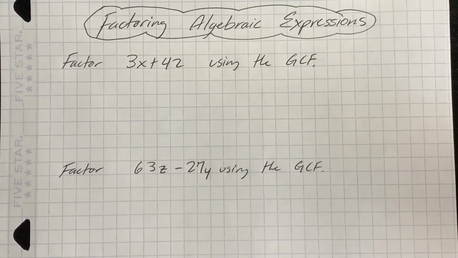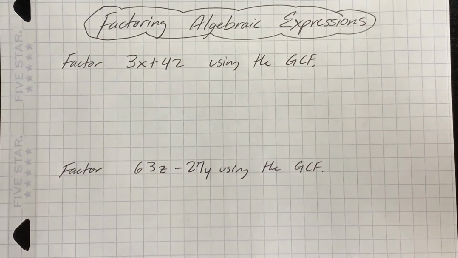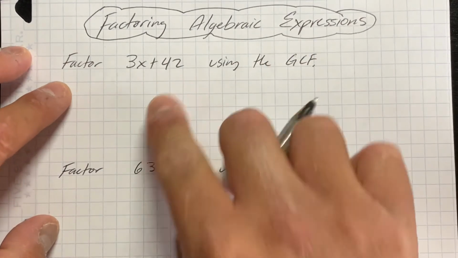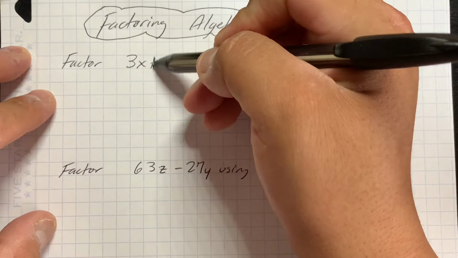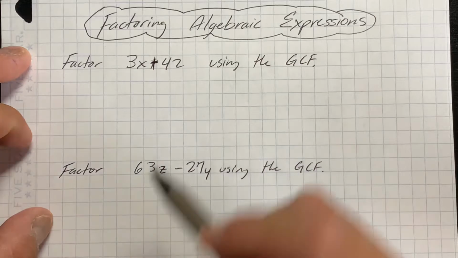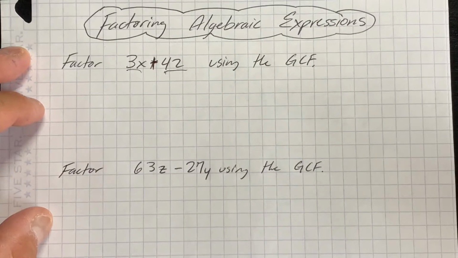All right, for this next problem, this next example, we're going to factor algebraic expressions. So we're going to factor the algebraic expression 3x plus 42 using the greatest common factor. So the same concept as last time, okay? So you have two terms. You have the term 3x and you have the term 42. So you have an addition symbol here, the addition operator, the plus sign is what I'm talking about. So you have two terms. 3x is a term and the number 42, the constant, is a term.